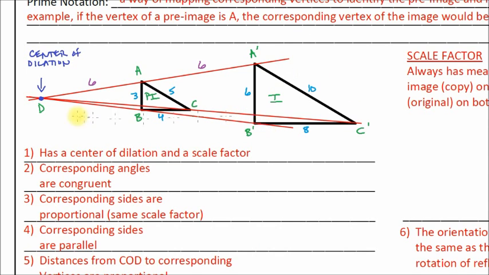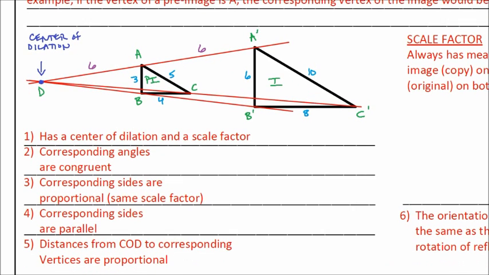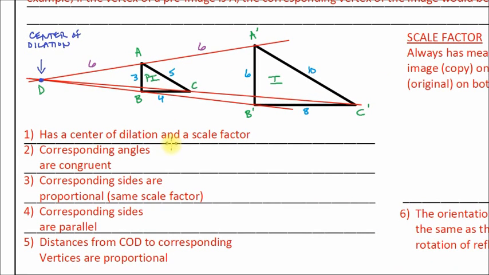Okay, so we've got our center of dilation, our pre-image, which now has been blown up or made bigger into our image. And let's look at all of the properties that this creates by using the dilation rules. The first thing is, a dilation always has a center of dilation and a scale factor. That means you can always find a point on the grid or a point on the paper where one shape turned into the other one, and all the corresponding vertices intersect at one point.